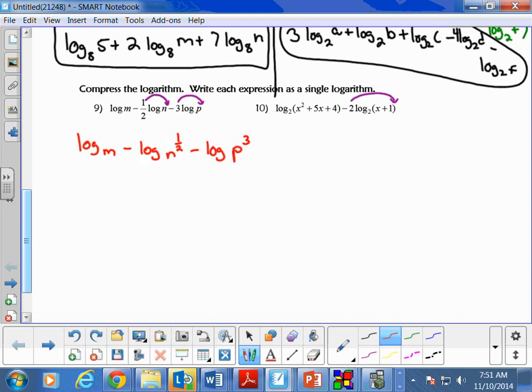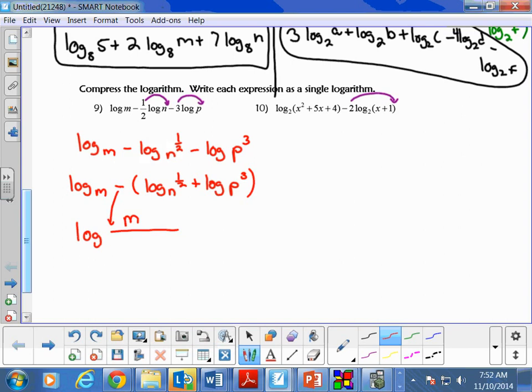So what's going to happen is you're going to have log m minus log n to the 1/2 plus log p cubed. So when you go ahead and compress it, we'll get this as a result. Log of m, I'm going to put a divide sign, and the divide sign comes because of that.